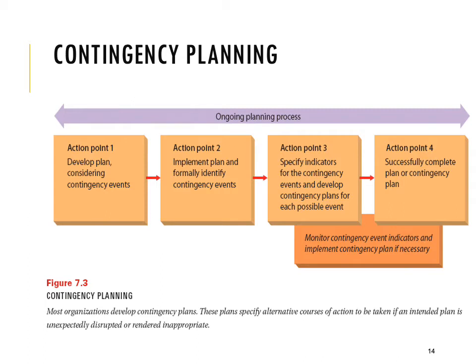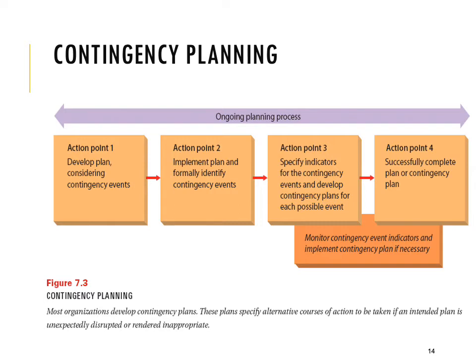Then for action 2, they have to implement the planning and formally identify the contingency event. They have to have a sense of formally identifying unexpected events. Then there is also action number 3. They have to specify the indicators. So the company or the organization must have the indicators for the contingency event, and also they have to develop contingency plans for each possible event.